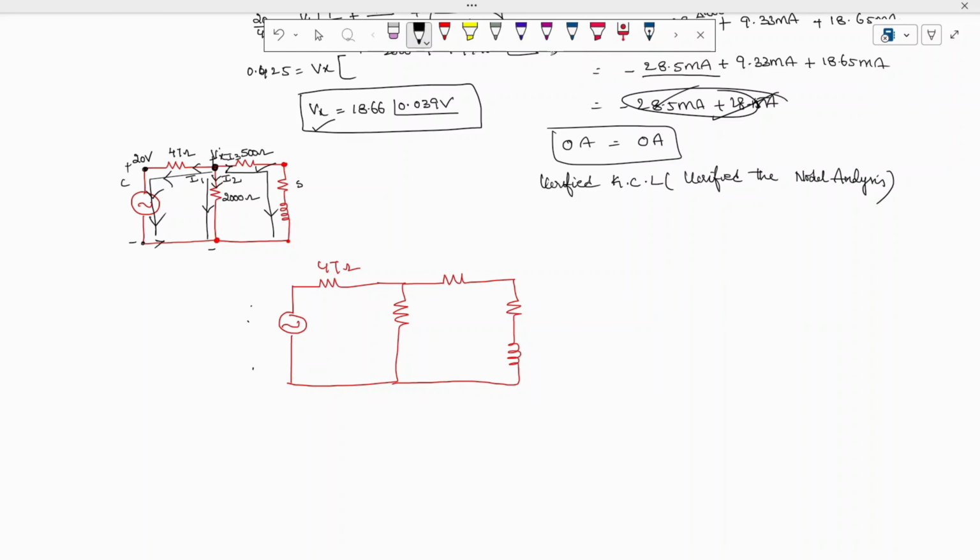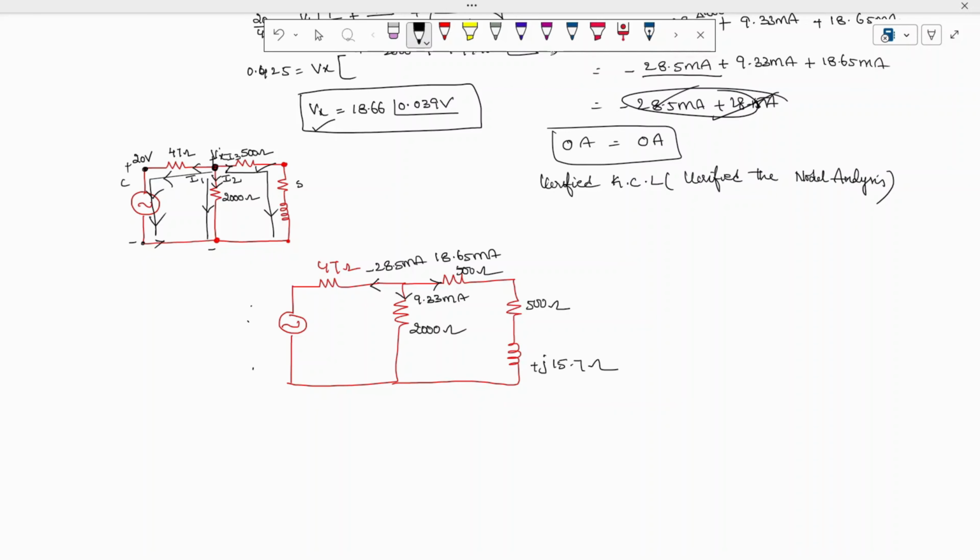Okay, so we have found the current which flows in this branch, which is minus 28.5 milliampere. The current in this branch is 9.33 milliamperes. The current which flows in this branch is 18.65 milliampere. Okay, so this is 47 ohms, this is 2000 ohm, this is 500 ohm, this is also 500 ohm, and this is plus j15.7 ohm.